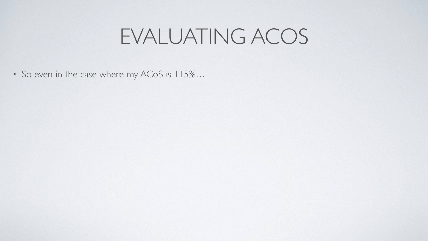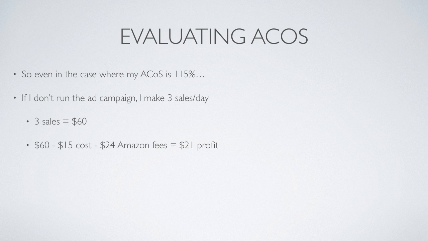So let's go back to the same example that we just went through. Even in the case where my ACoS was 115%, after we included the Amazon costs as well as our production costs, we realized that we actually spent $115 and we only made 100, so our ACoS at that point is 115%. But if I don't run the ad campaign, I make 3 sales a day. Okay? So if I didn't run the ad campaign in the first place, let's say I was making 3 sales a day. Again, this is hypothetical. So no ad, 3 sales a day consistently I'm making. And if I make 3 sales a day, then I'm making $60 a day.